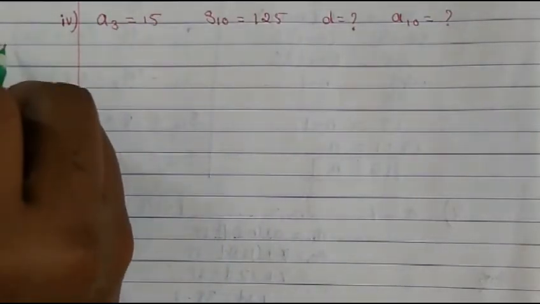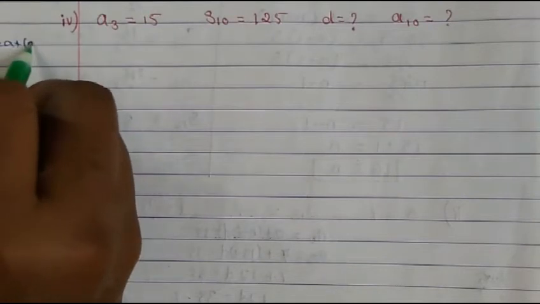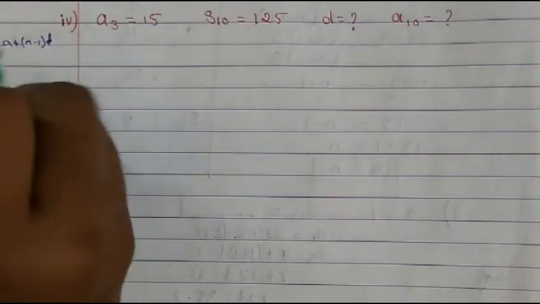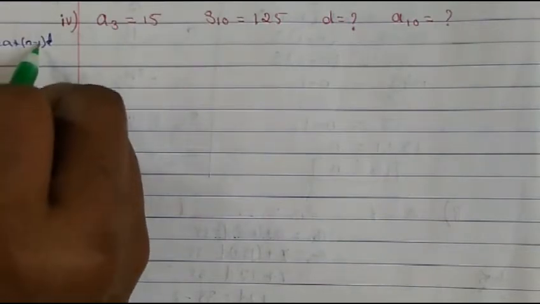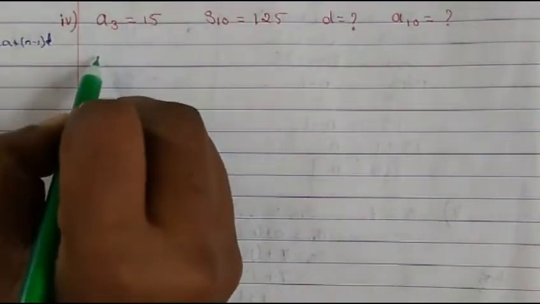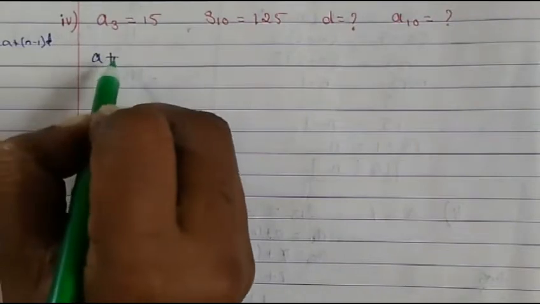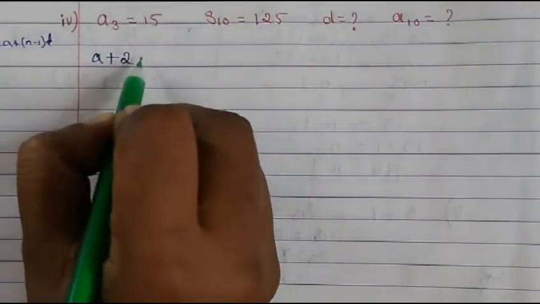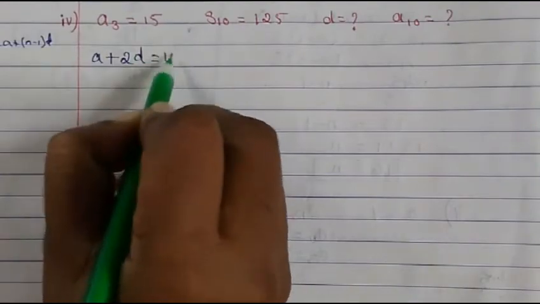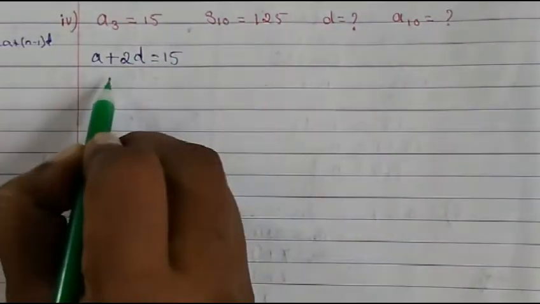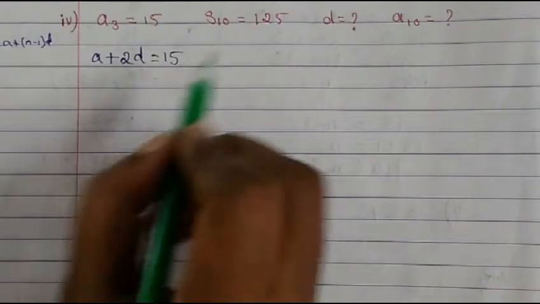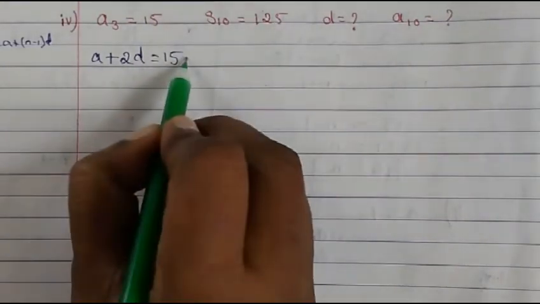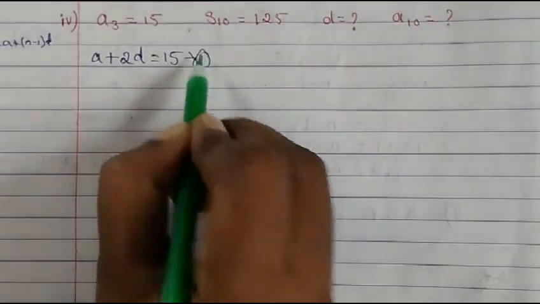An is equal to a plus n minus 1 d. So if n value is 3, then it will be 3 minus 1. So this can be written as a plus 3 minus 1, which will give us 2d, which is equal to 15. So a value we don't know, so we'll keep this as equation 1.